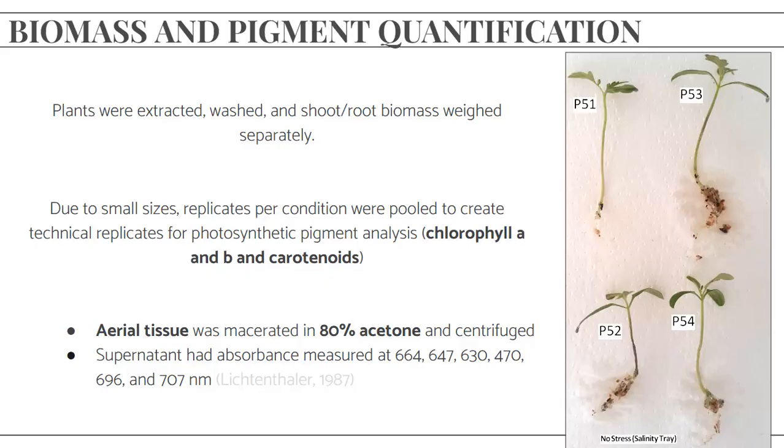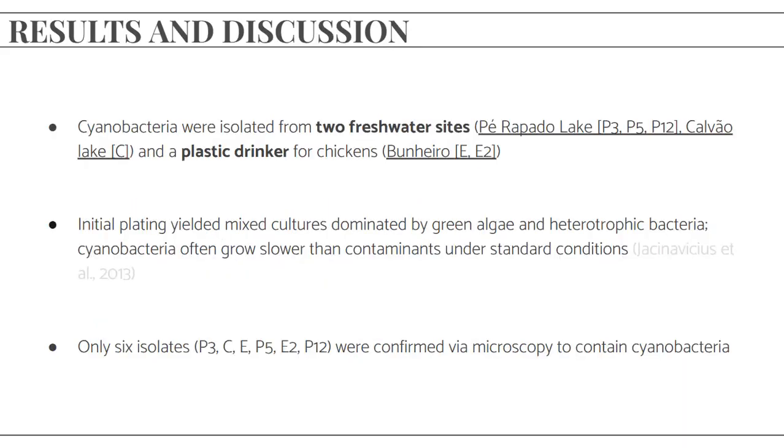For the biomass and pigment quantification, I took the plants out, washed the roots, and weighed the shoot and root separately. Because they were very small, I made technical replicates per condition, pooling them to analyze chlorophyll A and B and carotenoid content. I did this by taking the aerial tissue, macerating it in 80% acetone, centrifuging, getting the supernatant, and measuring the absorbance of that at the specific ratios for these pigments.